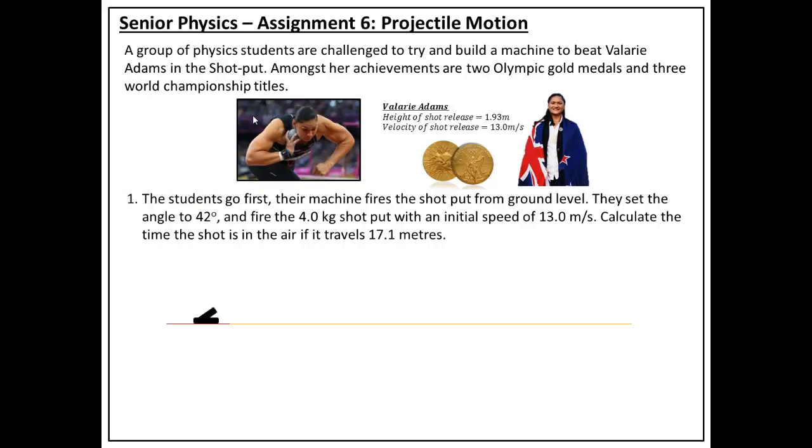The first question wants us to calculate the time of flight of a shot put fired from ground level and landing at ground level. In any projectile motion question, the horizontal component of the release velocity remains constant throughout the time of flight, and therefore a simple motion equation can be used to calculate the time taken. The tricky part is to calculate the horizontal component of the release velocity using trigonometry. Let's sketch a diagram and label the variables that are given in the question.